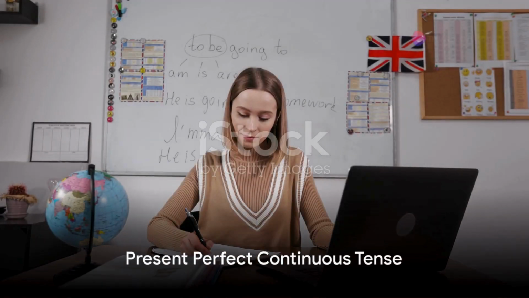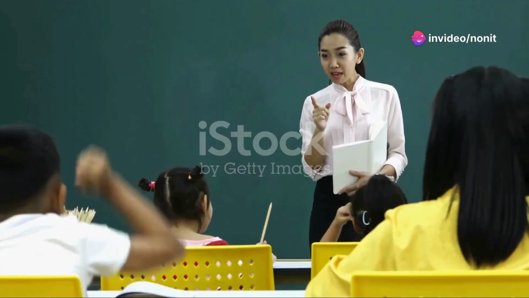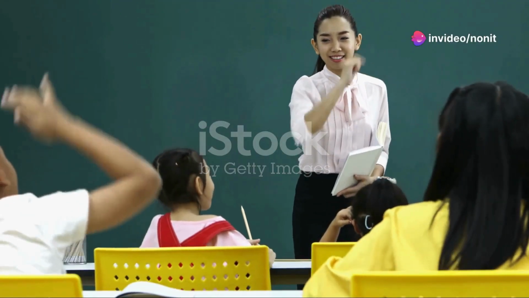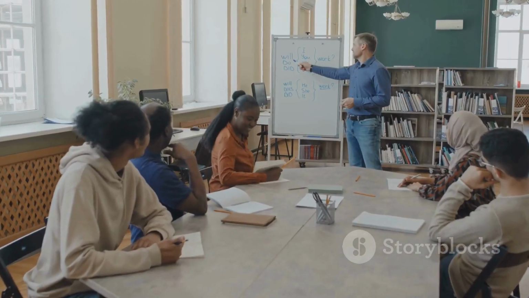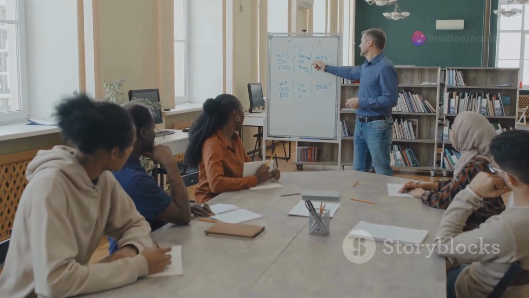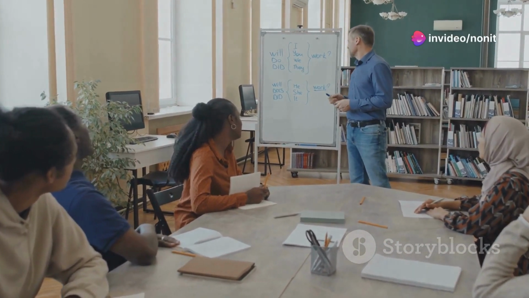The present perfect continuous tense is a bit of a mouthful, but it's pretty simple. The form is the subject plus have been or has been and the present participle of the verb, like she has been eating apples. Use this to express actions that started in the past and continue into the present, emphasizing the duration of the action.